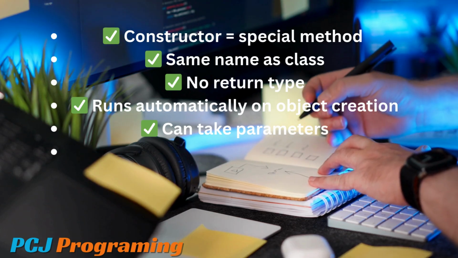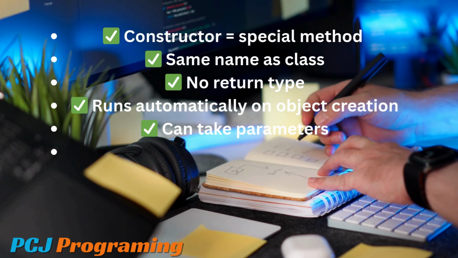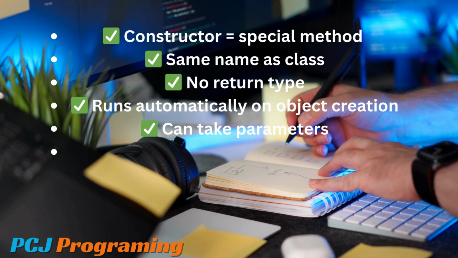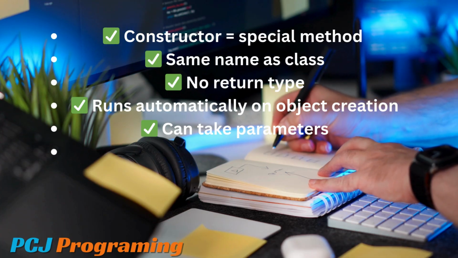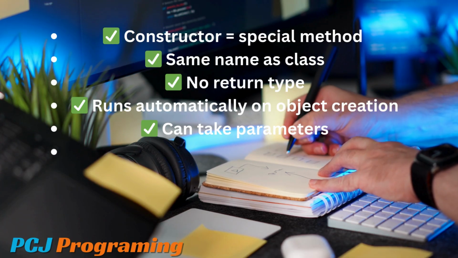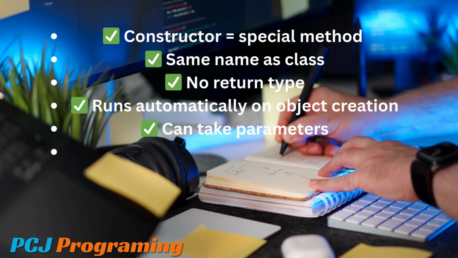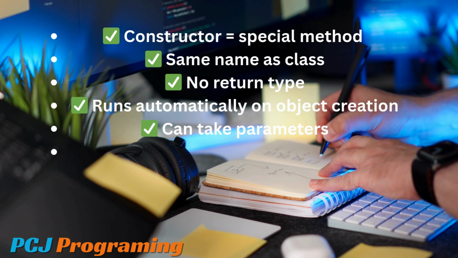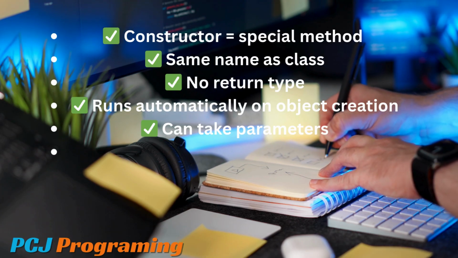Let's summarize what we learned. A constructor is a special method in Java. The name of the constructor must match the class name. It has no return type. It runs automatically when an object is created. Constructors can also take parameters to set up initial values for objects. In short, constructors save time and make our programs cleaner by automatically initializing objects.